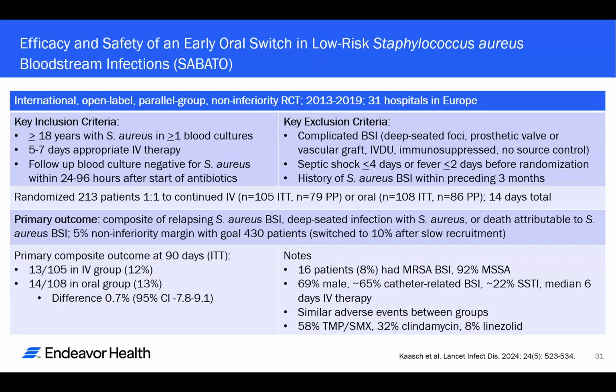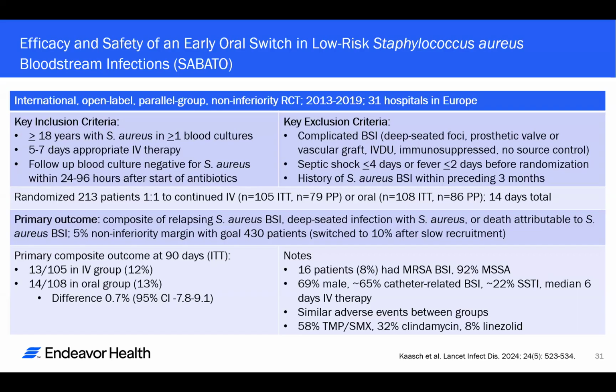Patients had to have Staph aureus in at least 1 blood culture, get at least 5 to 7 days of appropriate IV therapy, and then they had to have a follow-up blood culture within 24 to 96 hours that was negative. You can see they couldn't have a complicated bloodstream infection. If they had septic shock within 4 days or fever within 2 days, they could not be randomized into the trial. If they had a recent history of a Staph aureus bloodstream infection, they would be left out.